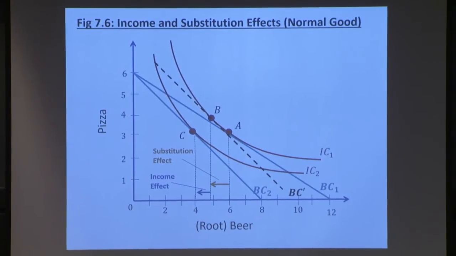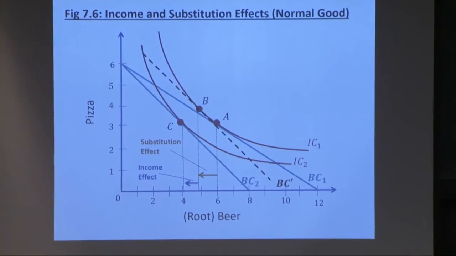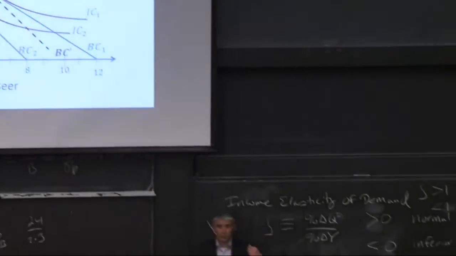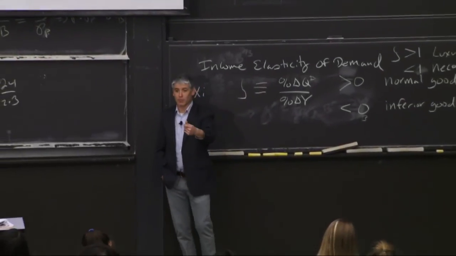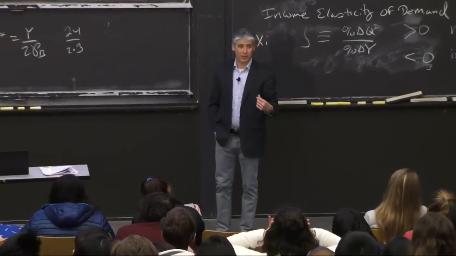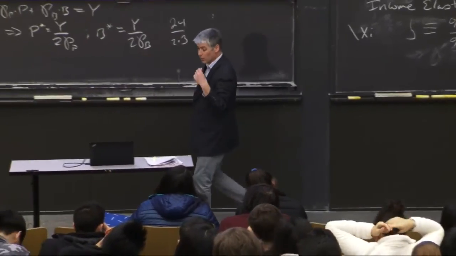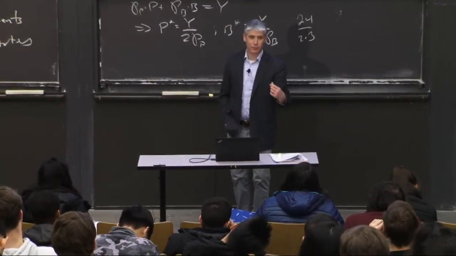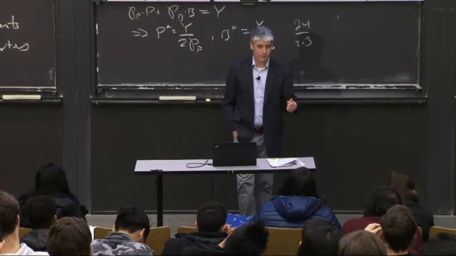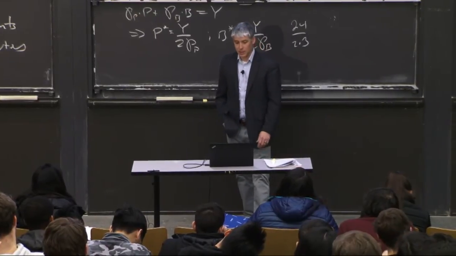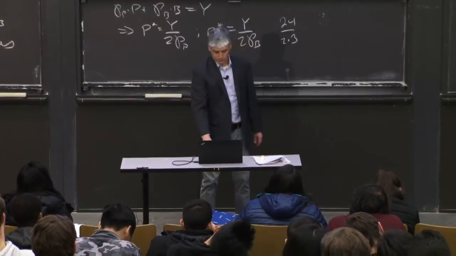That means this elasticity is going to be a positive number, negative over negative, which means these are normal goods. Right? As income goes up, I buy more. As income goes down, I buy less. When they're a normal good, the income and substitution effect of a price change move in the same direction, and the net effect is that I'm buying less root beer.